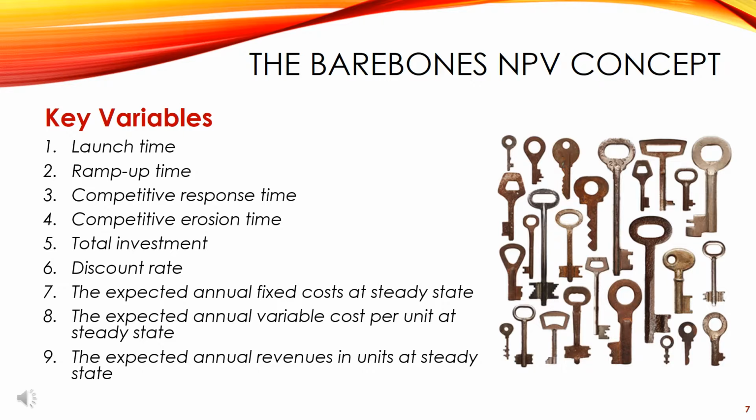Sixth, the discount rate. Of course, this is the number or the rate used to discount future cash flows. The cost of capital according to accounting and finance. Hopefully, the project offers a better return than money held in savings during this same time frame. And the last 3 variables are the expected fixed costs at a steady state, the expected annual variable cost per unit at steady state, and lastly, the expected annual revenues in units at steady state.